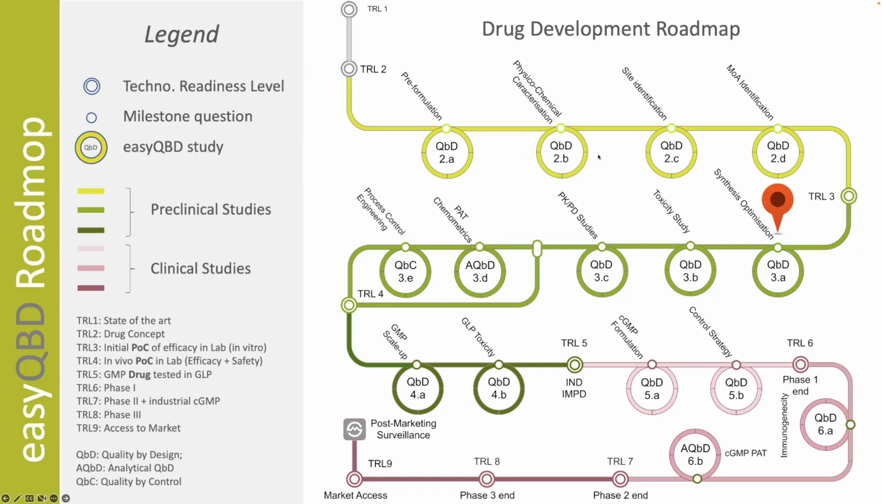Okay, so when we are in this map, you can see some small stations corresponding to key questions during the development of your drug. So it can correspond to different sections of the CMC dossier. And sometimes when we do not have enough data to clearly answer a challenging question, we can do a QBD analysis.